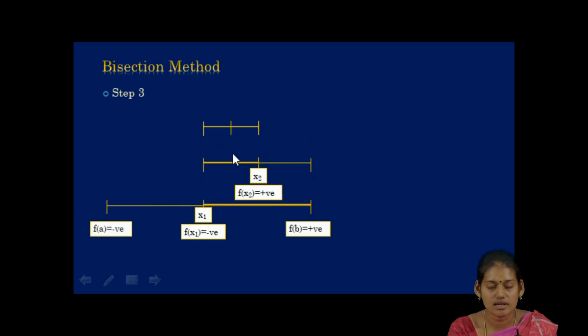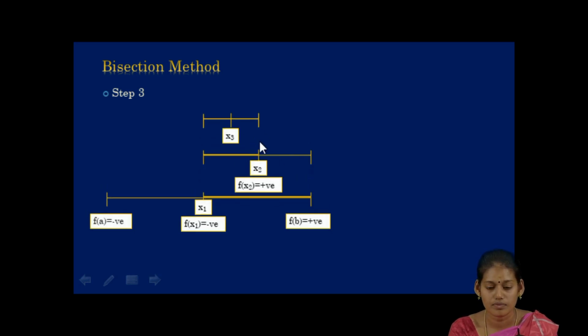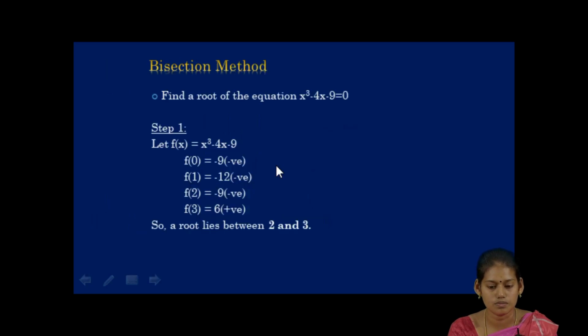Again the interval is divided into two smaller parts. Here the point x3 is the midpoint of x1 and x2. Likewise, we proceed with this process until we get the point x1 or x2 or x3 which satisfies the equation f of x equal to 0.